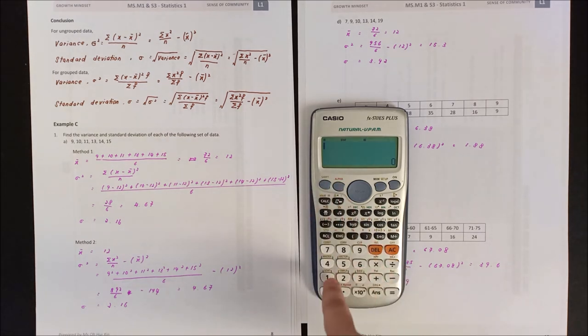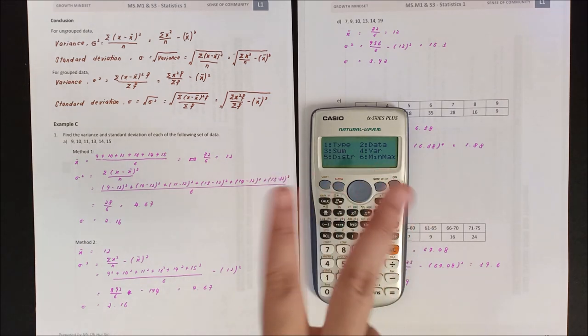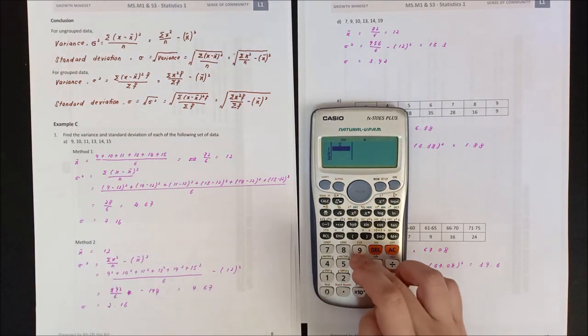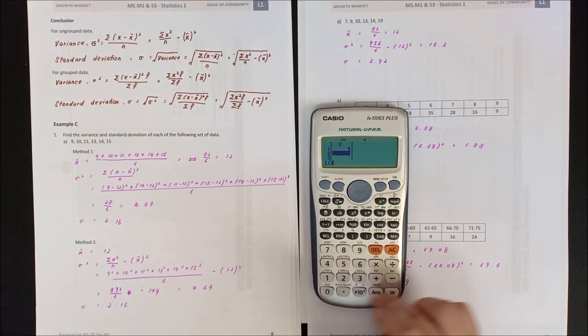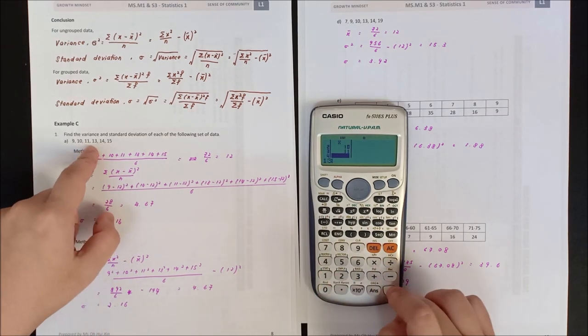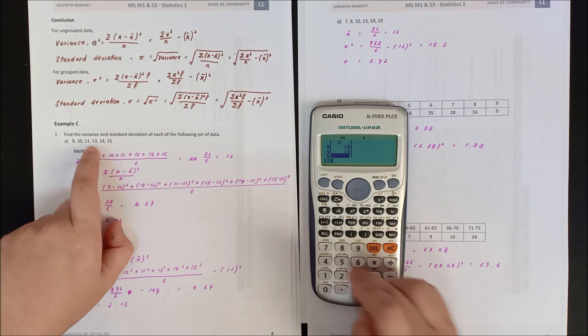Shift, then press 1. Then go to 2, data, which is where you put in your data. Then you will see a table like this, with 1, 2, 3, then X, meaning that you need to key in your data. So 1 means the first number, 2 the second number, and so on. In this case, I'm going to key in 9, 10, 11, just follow this, 13, 14, 15.